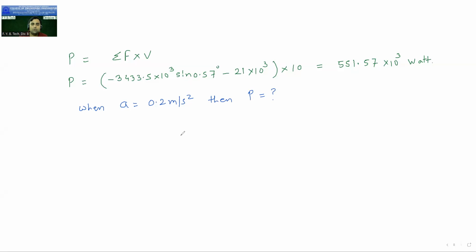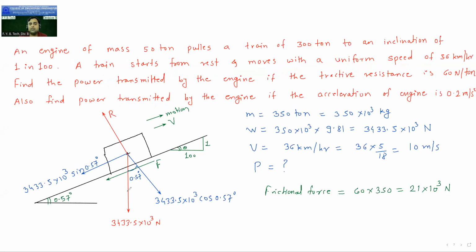Okay. So now see, here everything will remain the same. Just the additional thing is the acceleration. The engine is having the acceleration now. Now it is not a uniform motion. It is having the acceleration of 0.2 meter per second square. So due to acceleration, additional force will be getting induced in the train. And the additional force which is getting induced is MA. F is equal to MA. The formula you have, F is equal to MA. So due to the acceleration, the force will also get induced over here.